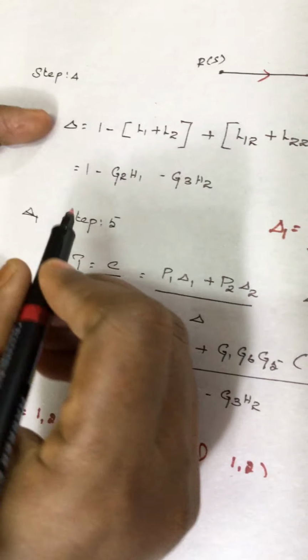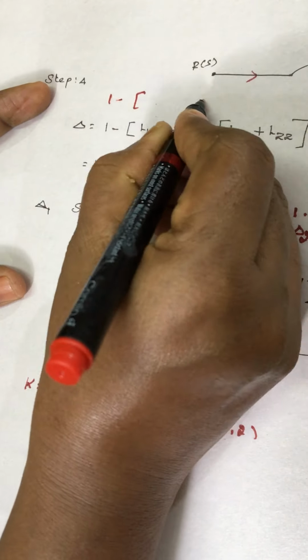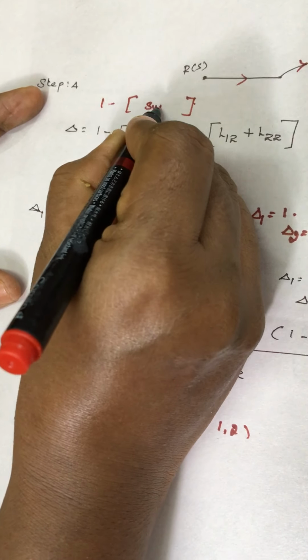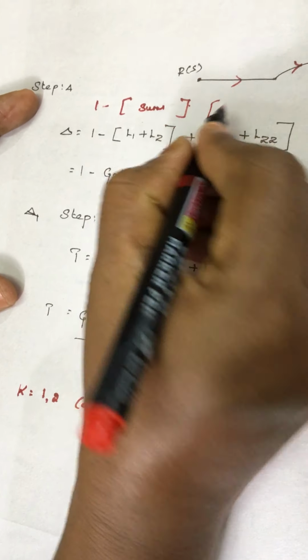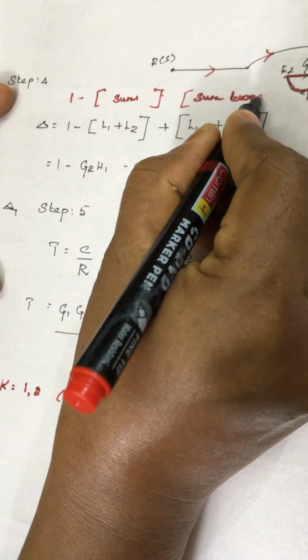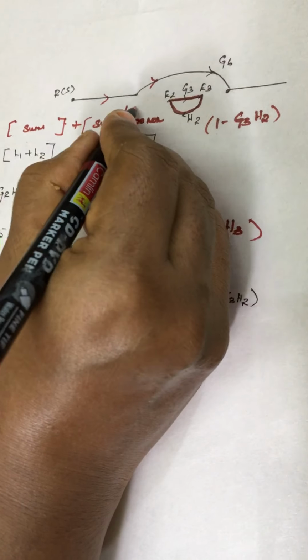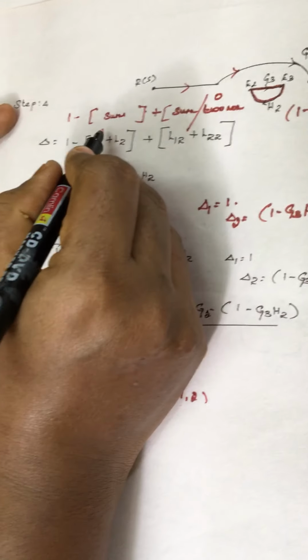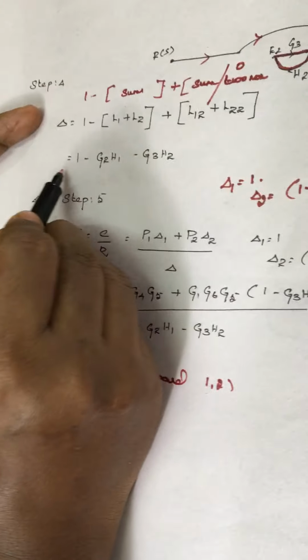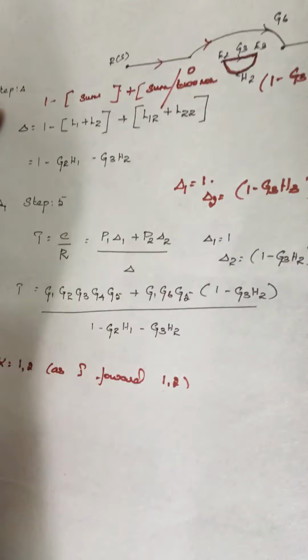And next, step number 4. We are summarizing the delta. What is delta? Delta is nothing but 1 minus sum of the individual loop plus sum of the two non-touching loop. The sum of the two non-touching loop is 0 and we substitute only the sum of the individual loop, which is equal to 1 minus G2H1 minus G3H2.